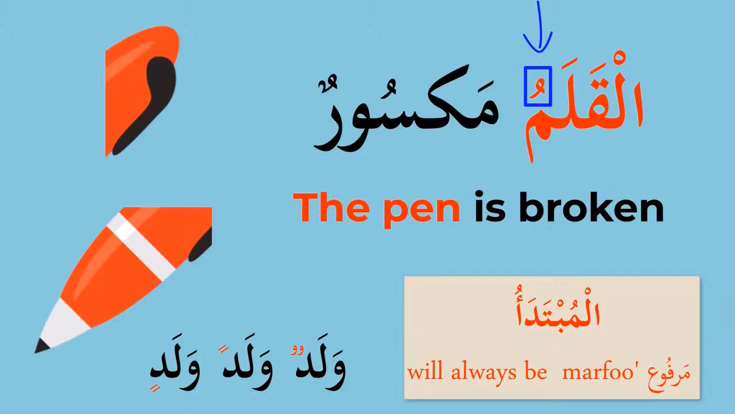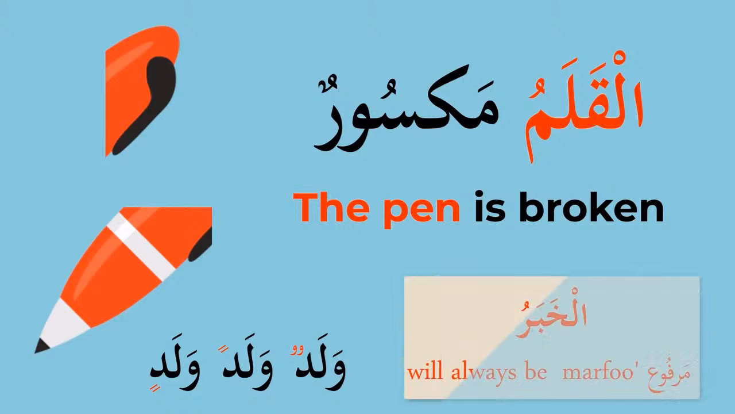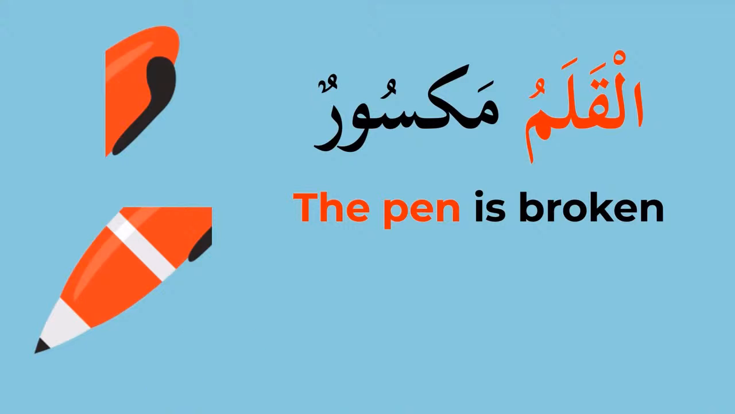Now, as I said, we want to know why they are marfu and mansub and majrur. So if it is a mubtada, it will always be marfu. Khalas. Got the idea of that? If it is a mubtada, it will always be marfu. And if it is news, khabar, then also it will always be marfu. And if there are no vowel signs, we will still make it marfu.